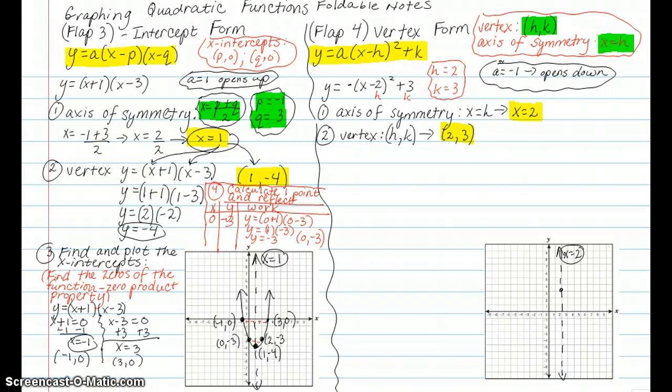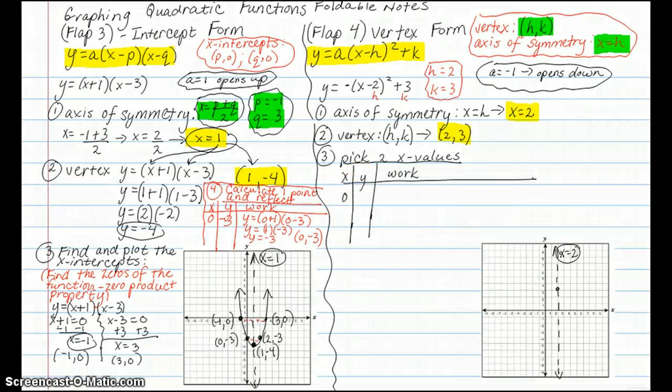All right, we now move on to step 3, which is to pick a couple of points. Actually, pick 2 x values would be better. Pick 2 x values to create the points. And we'll go ahead and show that work. This is just your x values, which are your 0 and your 1. And so we're going to go ahead and put our 0, our x value, into that equation, negative times x minus 2 squared plus 3.